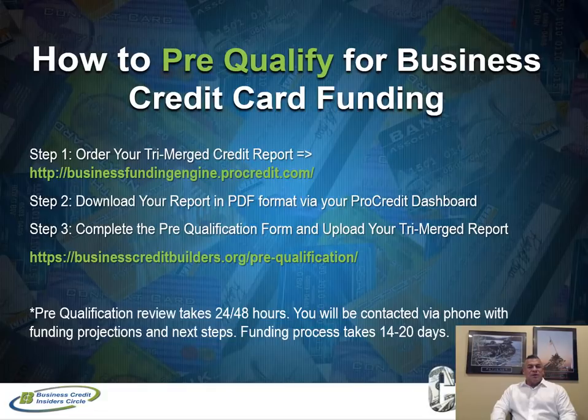But once you get access to it, log into your report, click the download tab, but make sure you download it in PDF. And then once you do that, you're going to want to go to our pre-qualification form, which is businesscreditbuilders.org/pre-qualification. That's where you're going to upload your report securely on our website and put in your information. You'll get an email confirmation once you submit your report, and it'll take us about 24 to 40 hours to do a review and give you some business credit limit projections. How much in business credit card limits can we get you in 14 to 20 days? That's how long our process is.